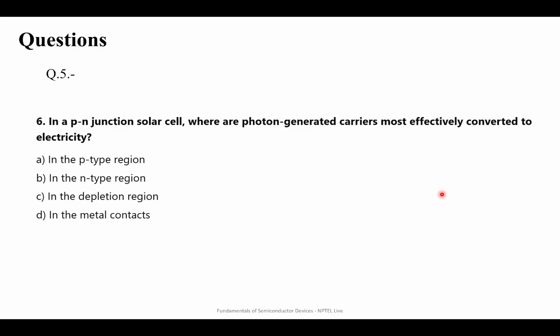In a PN junction solar cell, where are photon-generated electrons converted into electricity? In the P type region, in the N type region, in the depletion region, in the metal contacts. At the depletion region. That is correct. The carriers generated in the depletion region are best converted to electricity because there's a built-in electric field in the depletion region which keeps the generated electrons and holes separated.